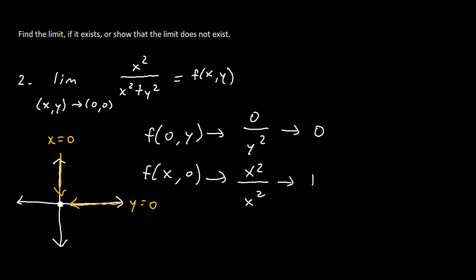So notice the limit along the x-axis is not the same as the limit along the y-axis. So since 1 does not equal 0, or 0 does not equal 1, we know the limit does not exist. So it's very similar to one-sided limits, where if the limit from the left-hand side does not equal the limit from the right-hand side, then we know the actual limit doesn't exist.